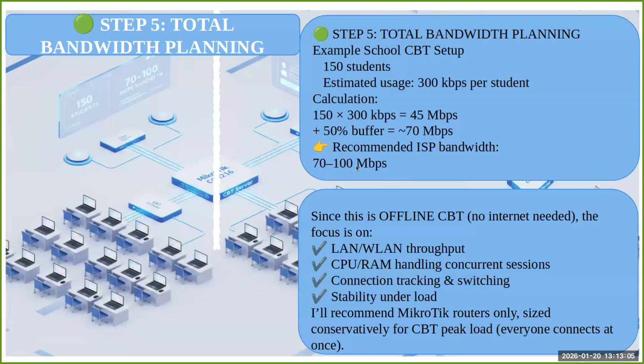Now, in all this calculation, if we are using the internet, what is the recommendation? 70 to 100 mbps if we are having such a number of students, say 150 students and above. But our exams are offline. No internet is needed. Our focus is not going to be online.